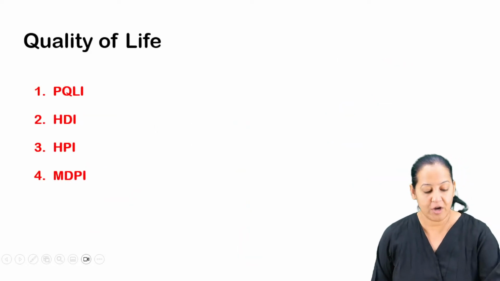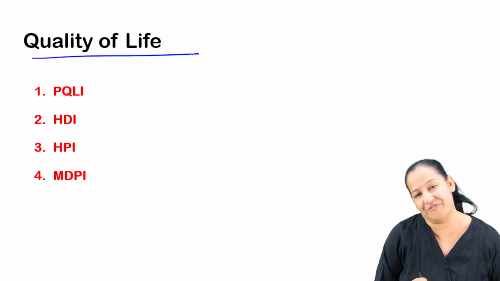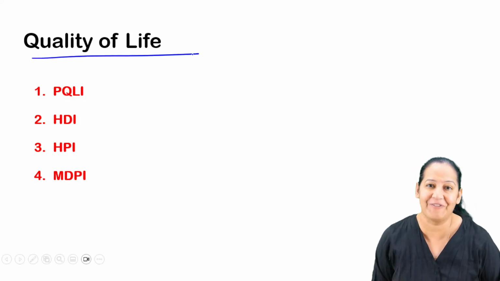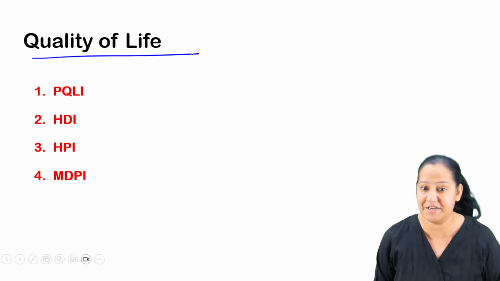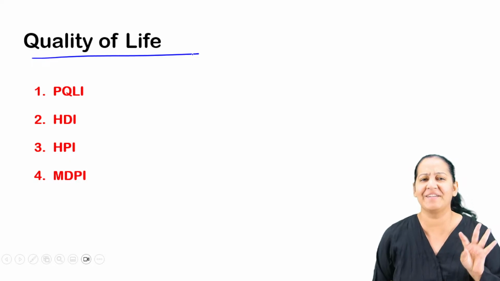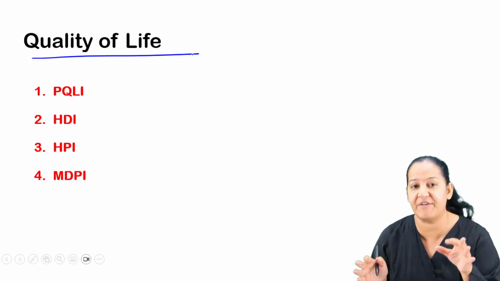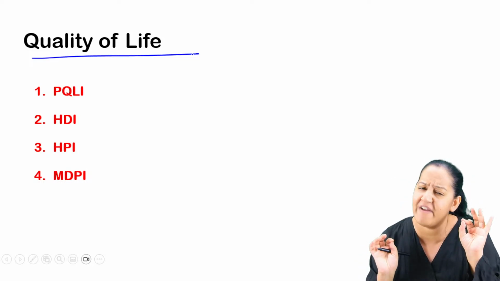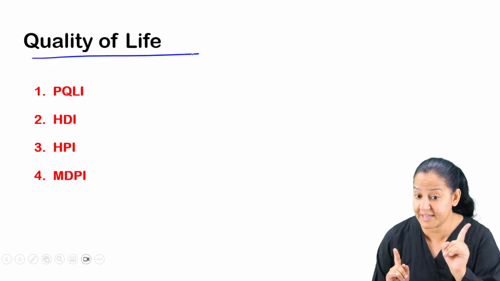Okay, so coming to the next thing, quality of life. Who decides the quality of life? What are the various components that decide the quality of life? Or what are the various socio-economic indicators for the quality of life? There are 4 indicators, and almost every year, whether it's NEET PG or FMG, you get a question on that. It's a very high yielding topic. Very frequently, I must say, you get questions on that. You can't skip this portion.